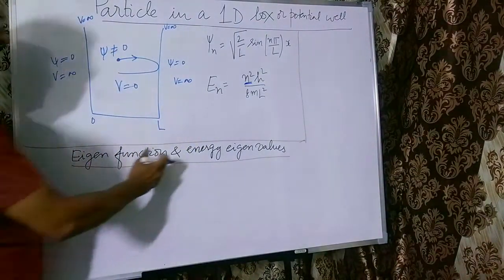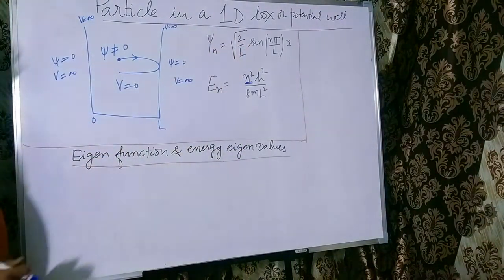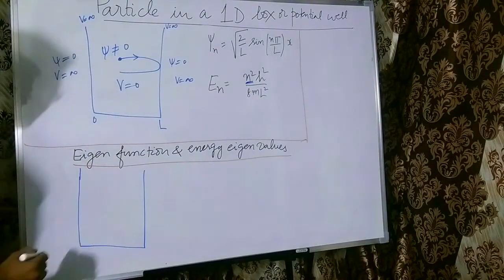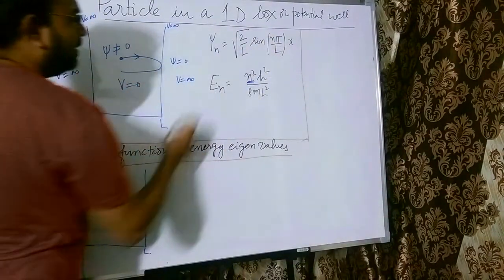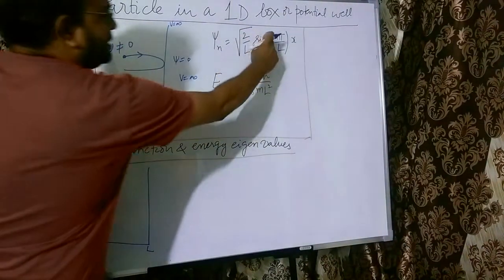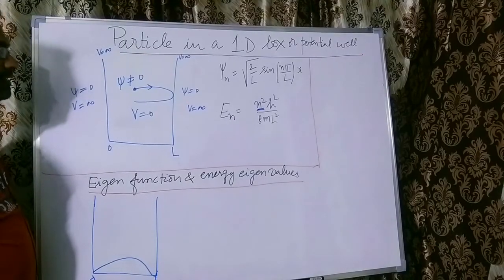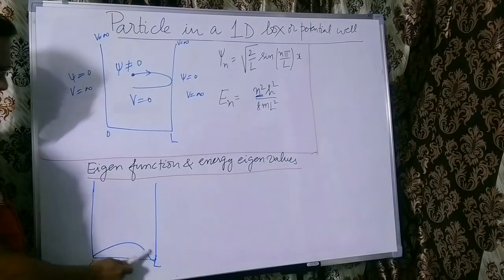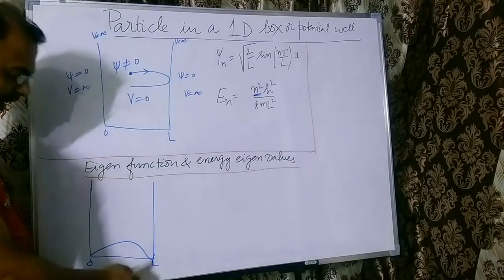Therefore, now we will proceed to discuss in some more detail the energy eigenvalues as well as the eigenfunction of the particle. If we try to plot the eigenfunction for the particle in the box, for n is equal to 1, the amplitude is square root of 2 over L. For n is equal to 1, it is sine pi x over L. So when n is equal to 1, we have the wave function which extends from 0 to pi, spanning the dimension of the box L.